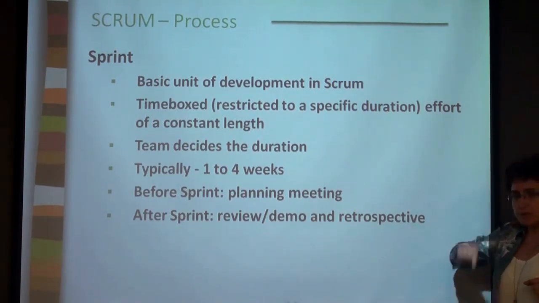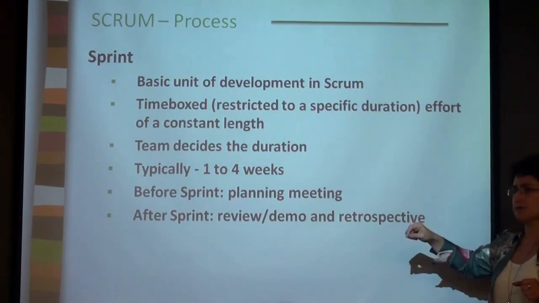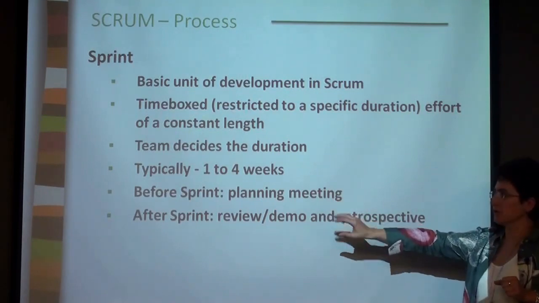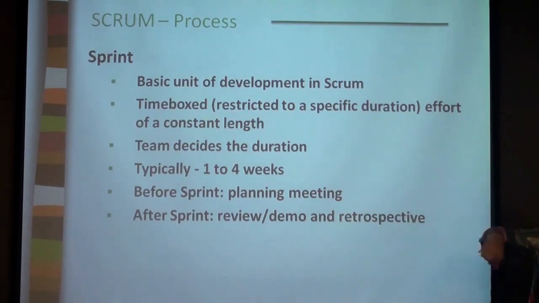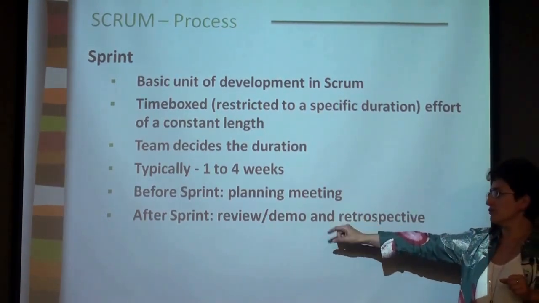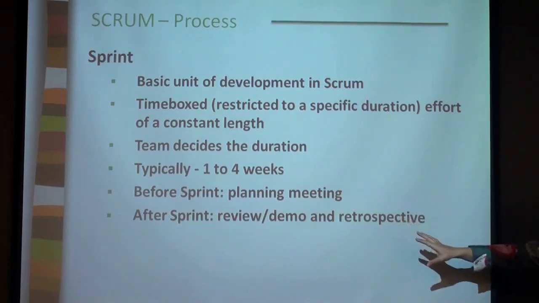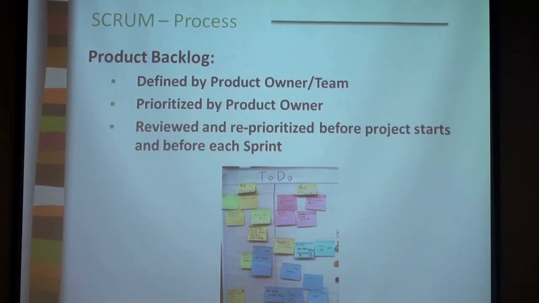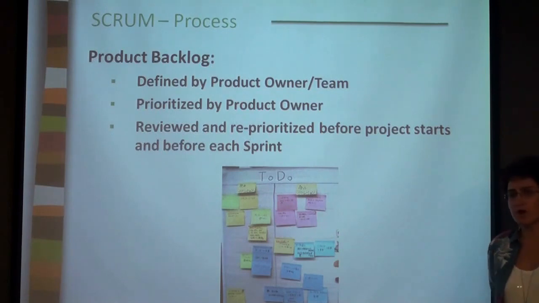And before each sprint, what Agile teams have, what Scrum teams have, is a planning meeting for this particular sprint. And after the sprint is done, after 4 weeks are gone, people do a review, and they also do a demo and a retrospective analysis of the sprint, what went wrong, what went right, all that kind of things, and we'll go through details a little later. So, product backlog, another term that you should know.